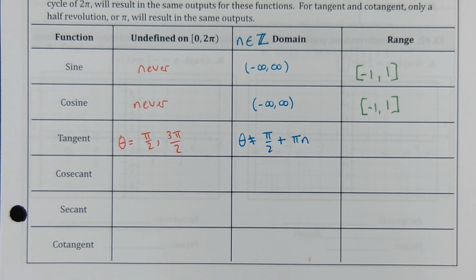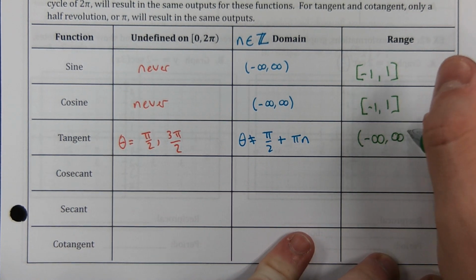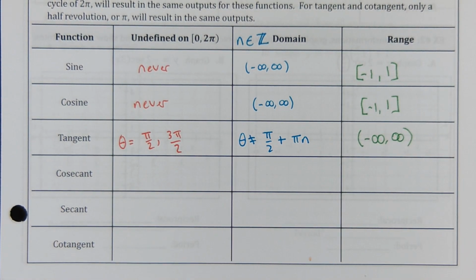Do you guys remember what the range for tangent is, though? All real numbers, because it goes up to positive infinity and down to negative infinity. So we have all real numbers because it has infinite discontinuities.